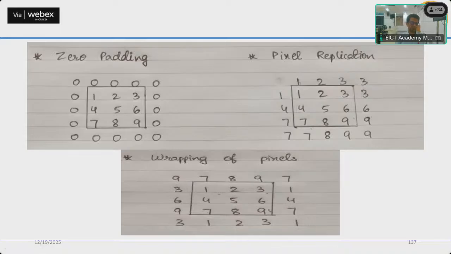What do you mean by this? When we multiply the mask with the other values of your image, then also we need to provide the values. So normally we take the zero padding, but these are also other ways: pixel replication can be there and pixels can be wrapped around.